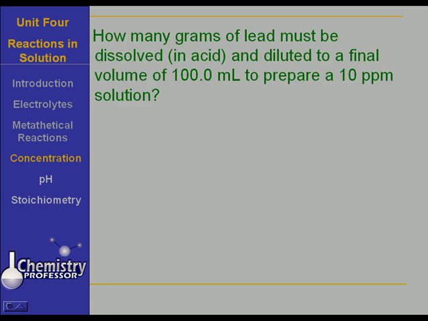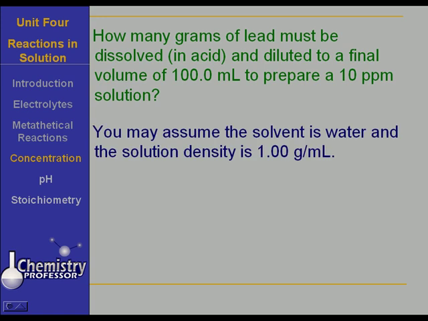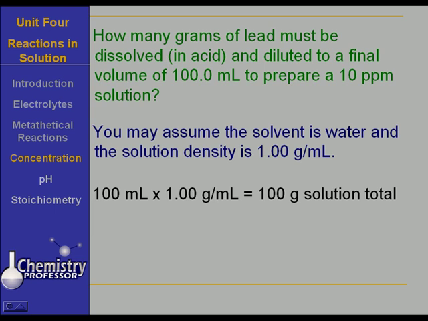Here's a problem. How many grams of lead must be dissolved in acid and diluted to a final volume of 100 milliliters to prepare a 10 parts per million solution? That's 10 parts per million lead. Assume the solvent is water, and therefore assume the density is 1 gram per milliliter. You take 100 milliliters at a gram per milliliter is 100 grams of solution total.